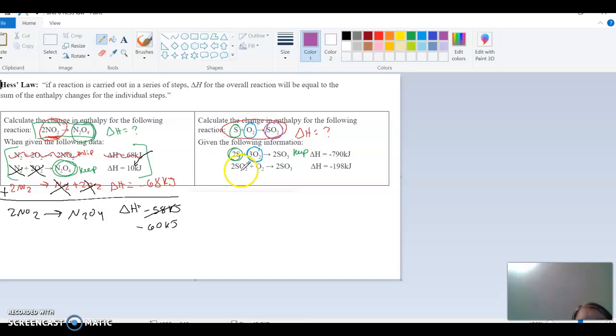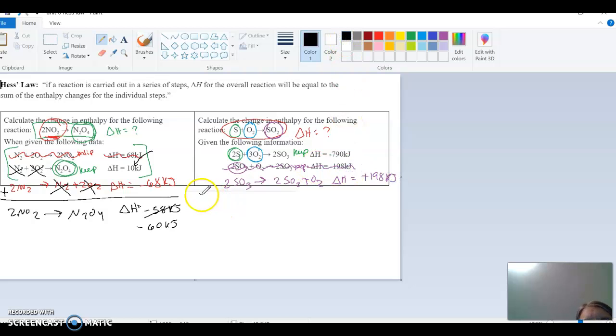I don't have that, but I've got it down here. So I'm going to flip this equation. When I flip it, I get 2SO3 on the left makes 2SO2 plus O2. And my change in H must then be flipped to be a positive 198 kilojoules.